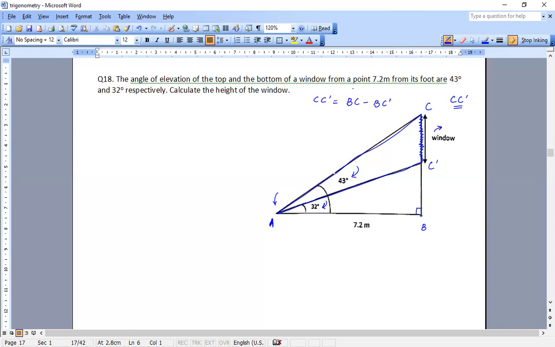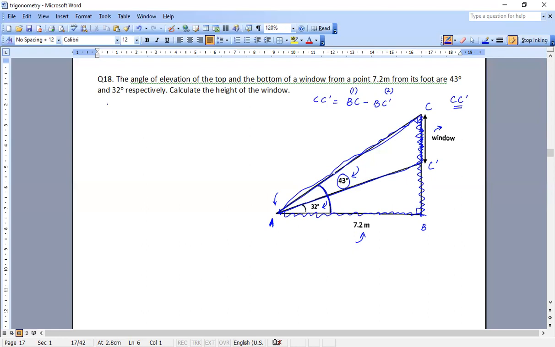So first of all we have to find out BC and then BC dash. First, let's find the length of BC. This is BC, and this is the triangle that we'll be considering, the whole right angle triangle. In this entire right angle triangle, I have an angle which I know, which is 43 degrees. With 43 degrees as my angle under consideration, this becomes my adjacent, and I'm trying to find BC, the opposite.